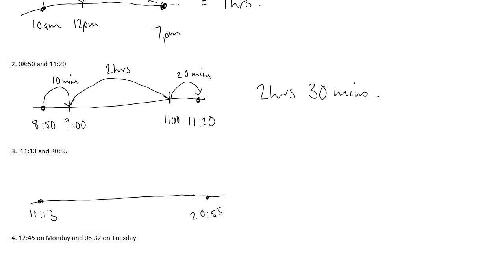Now I need to work out how many minutes it is from 11:13 up until the next whole hour, up until 12 o'clock. Okay, and that's a bit fiddly, because 13 is not a nice round number really, is it? So I could do it 2 ways.